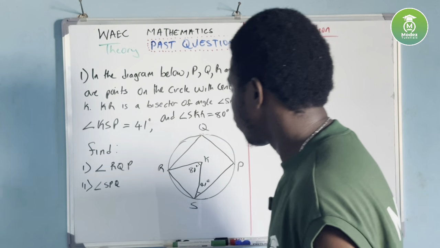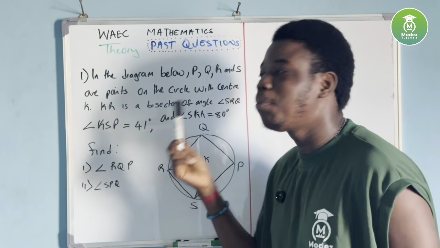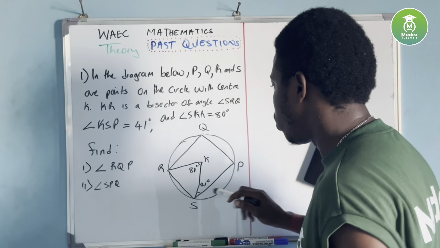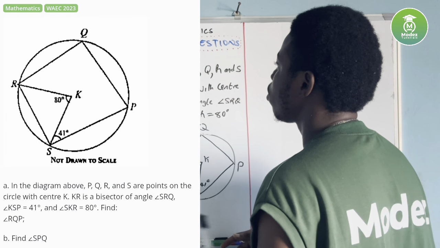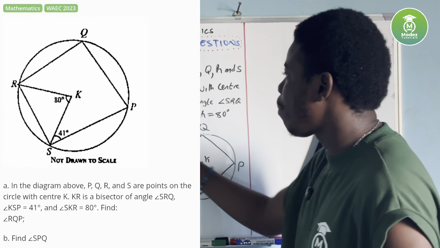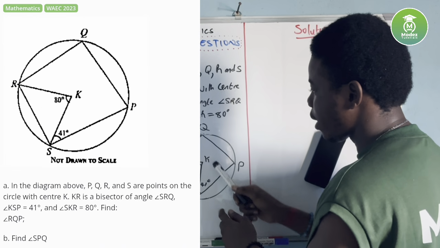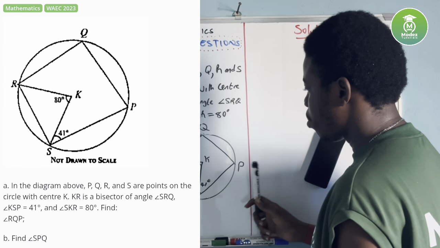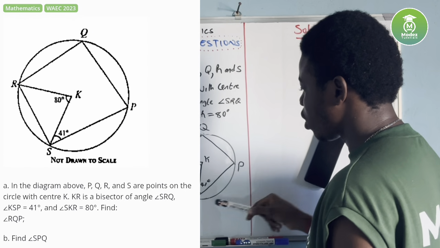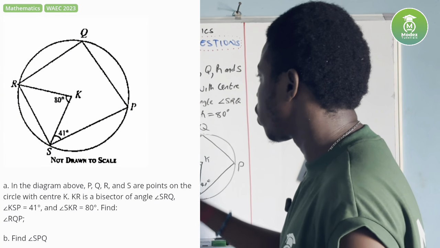For the first question, don't forget, WAEC mathematics past questions is what you are doing. These are purely past questions, just to remind you again. Now, for the first question, in the diagram below, you are still going to see the diagram in this video, so don't worry about that. In the diagram below, P, Q, R, and S are points on the circle with center K. So this is K here at the center, and these are the points P, Q, R, S. Every point is touching the circle, which means that it is touching the circumference. Do you get it? Now, let's go back to the question.